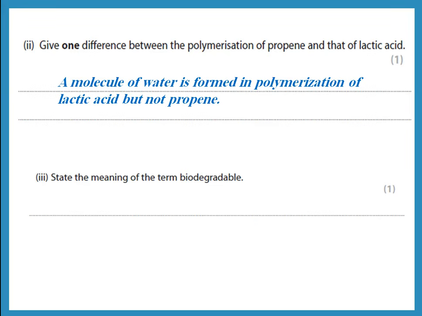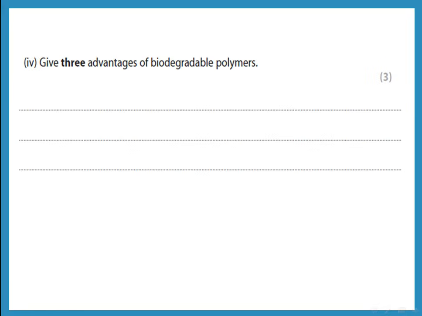State the meaning of the term biodegradable. What does biodegradable mean? Biodegradable means can be broken down by bacteria. And if you remember, we said polymers are non-biodegradable. So most polymers cannot be broken down by bacteria. But if he says that something is biodegradable, then that means it can be broken down by bacteria.